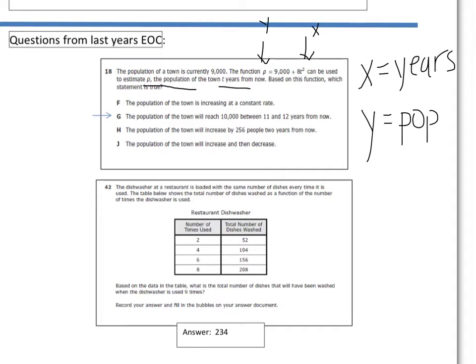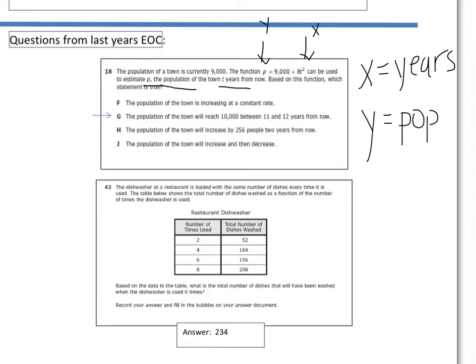I personally like to look at the table because it's exact values. So now I know that the X is your years and the Y is your population, so I know what my table is describing. Answer choice F says the population of the town is increasing at a constant rate. Well, number one, I know it's quadratic, so I know it's not going at a constant rate. Number two, I should see that my Y values are not changing at a constant value. It's always different every time. So now I go to G. The population of the town will reach 10,000 people, that's what Y is representing, between 11 and 12 years.